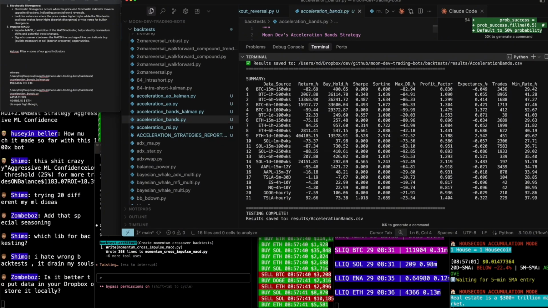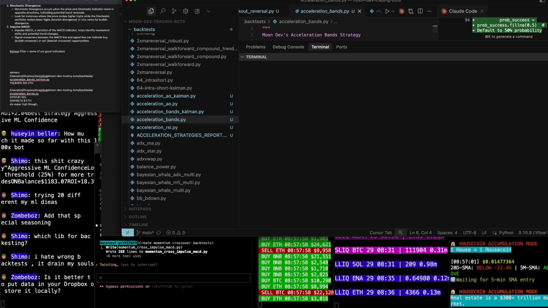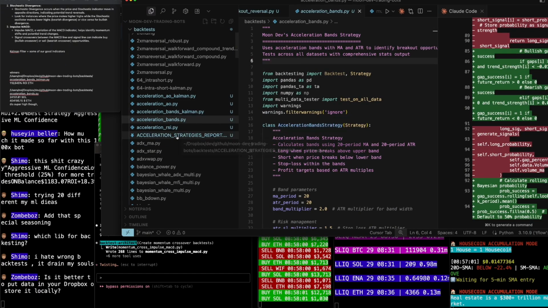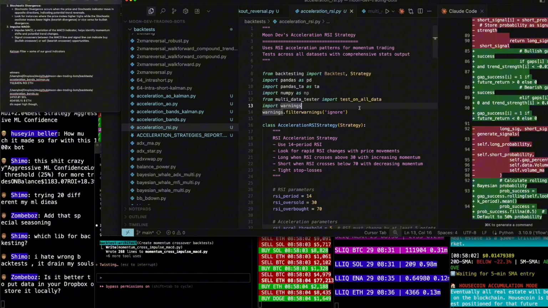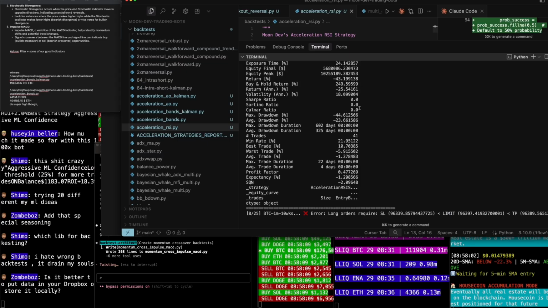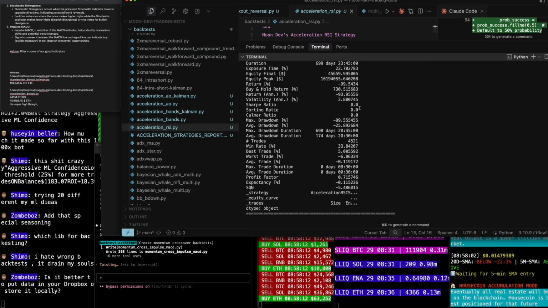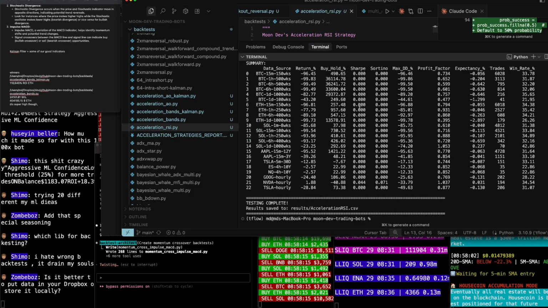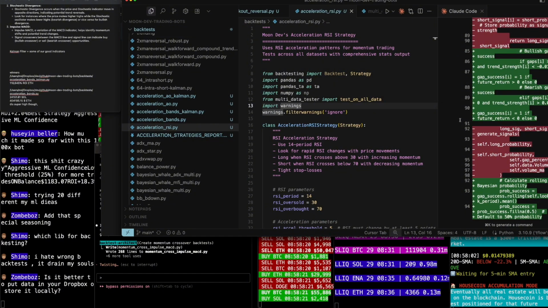Okay, so acceleration bands looks pretty good, but I'm a little skeptical of it as the drawdown is extremely high. Okay, let's say acceleration bands RSI. Okay, these ones are all bad. Okay, so we found 2 winning backtests here, which is awesome. Let's keep it pushing.